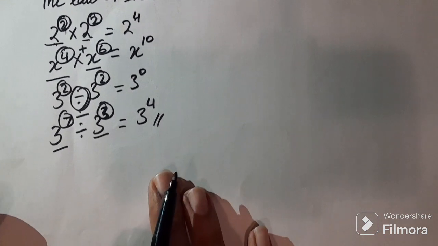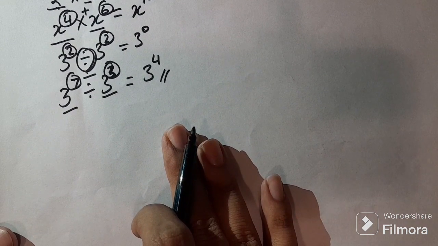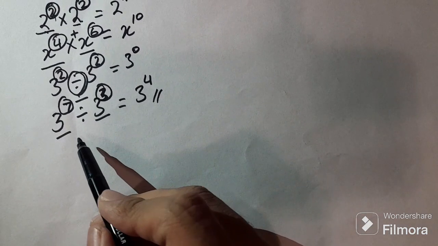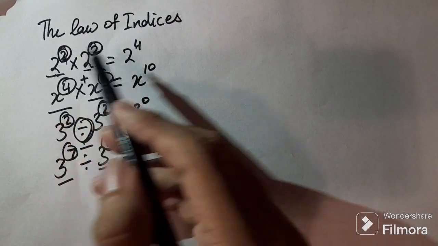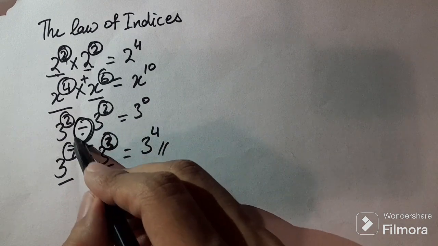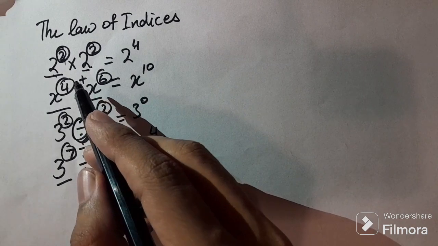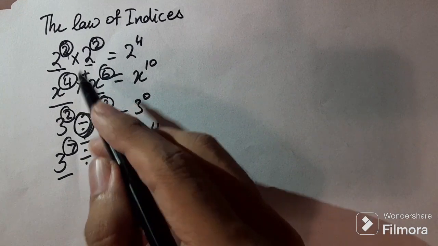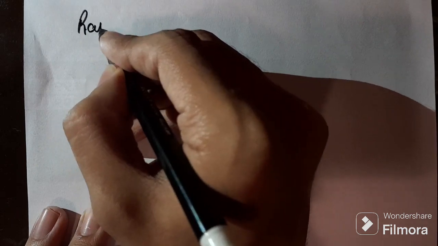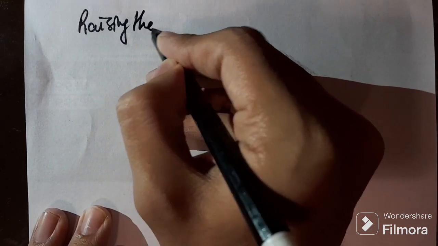Next topic is dividing the same base number with different indices. That's what we have done over here. It's all the same topic, law of indices, in which we have multiplying and then dividing. Over here is dividing, and over here we have multiplication. So this is what we will do in the law of indices. The next type of indices is raising the power.